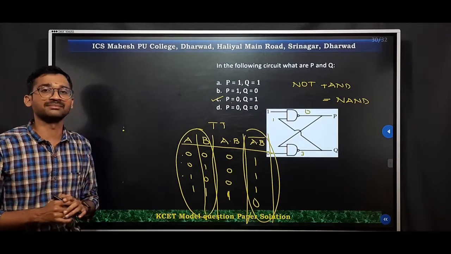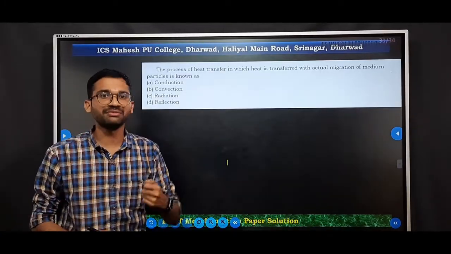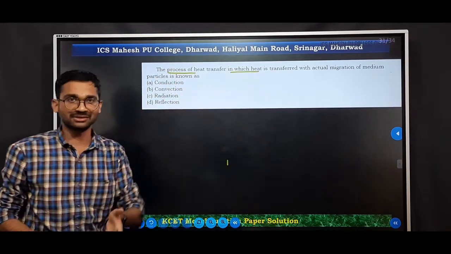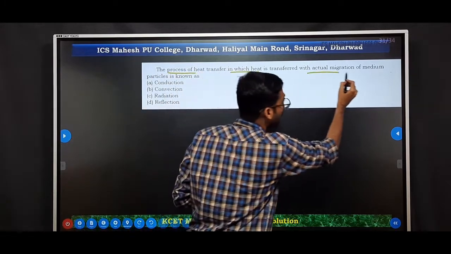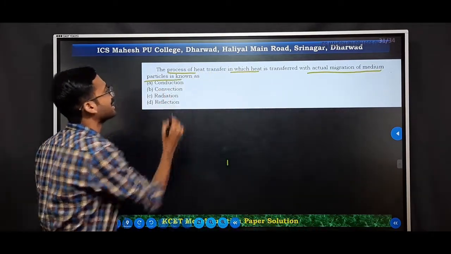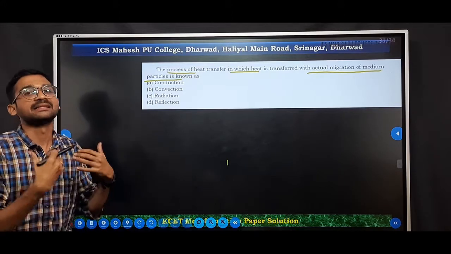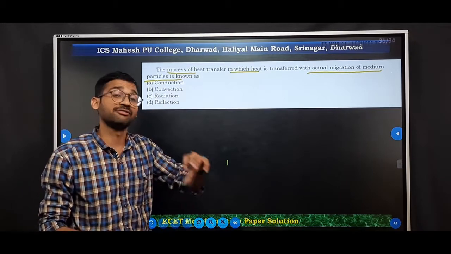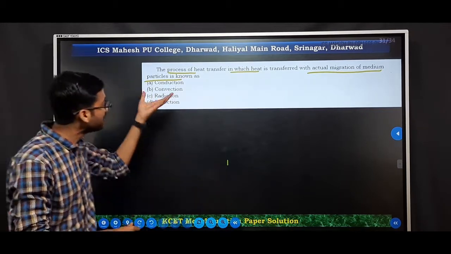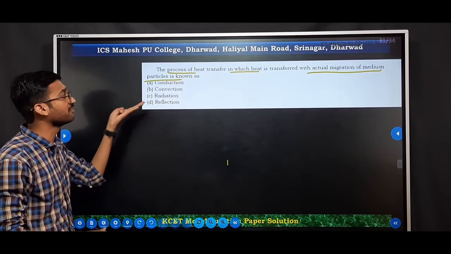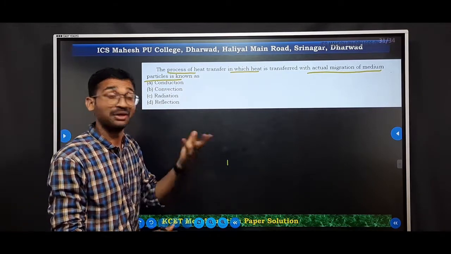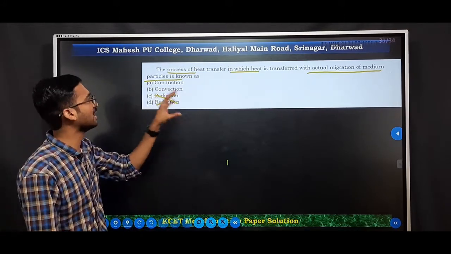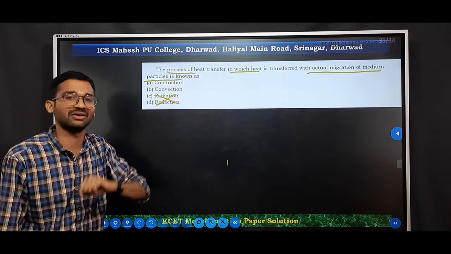These are some questions. The next question: the process of heat transfer in which heat is transferred with the actual migration of the medium particles is known as, they are asking, the method of heat transfer where we observe the actual migration of the particles of the medium. The answers are conduction, convection, radiation and reflection. Without any doubt, we can exclude radiation and reflection. The only doubt left is conduction or convection.